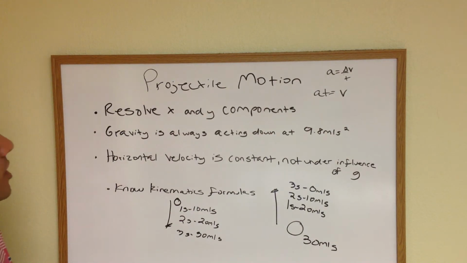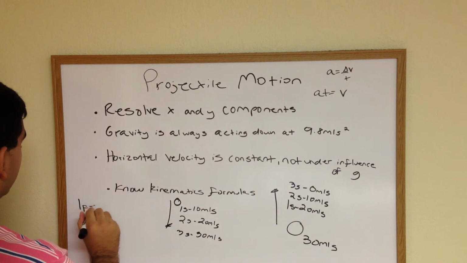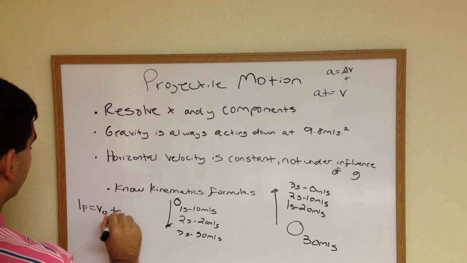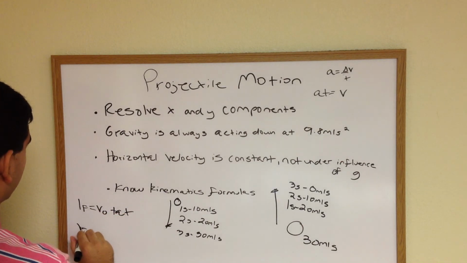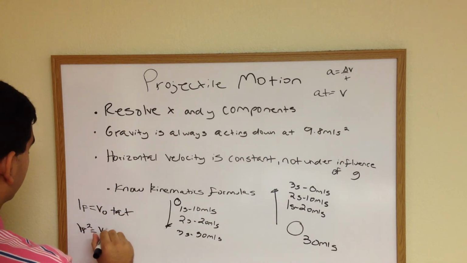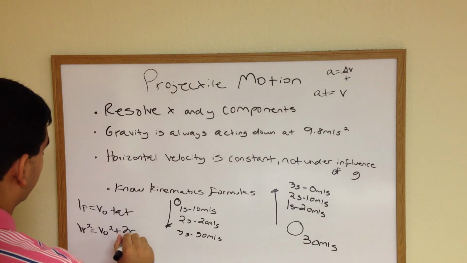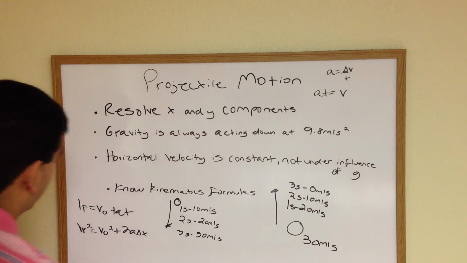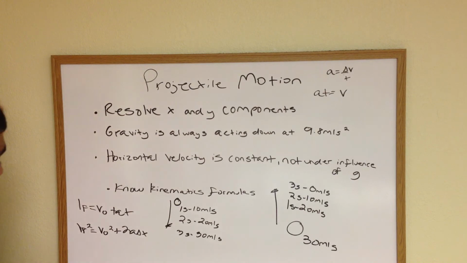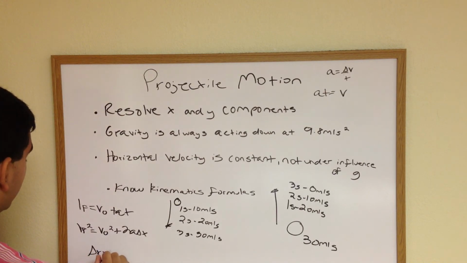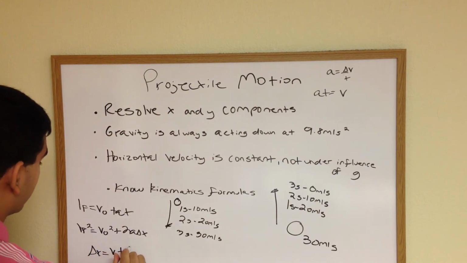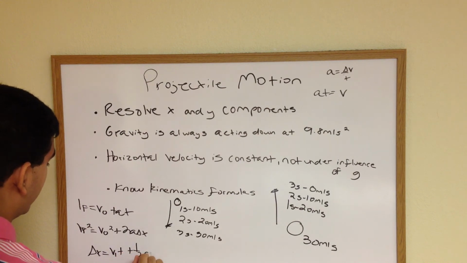And also the one thing to know is your kinematics formulas, such as final velocity equals initial velocity plus at, or final velocity squared equals initial velocity squared plus 2a delta x. And another formula to know is displacement. Displacement equals initial velocity times time plus 1/2 at squared.